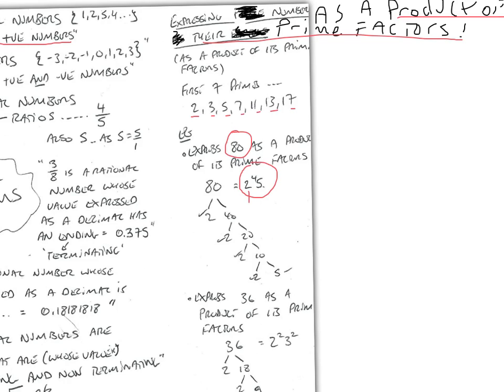2 is a prime number, 5 is a prime number. They're both factors of 80. So 2 to the power of 4 times 5 is 80, expressed as a product of its prime factors. How did we get that?